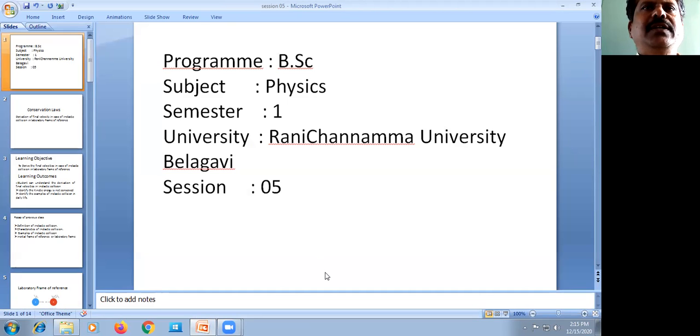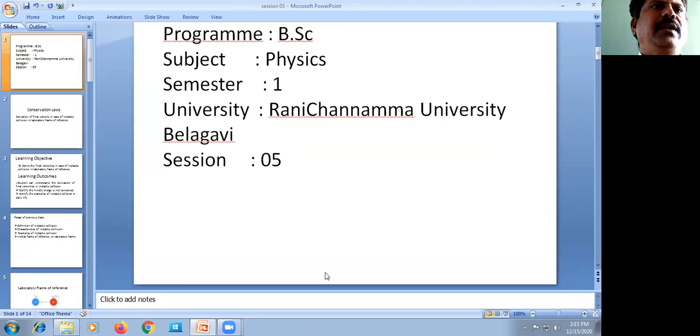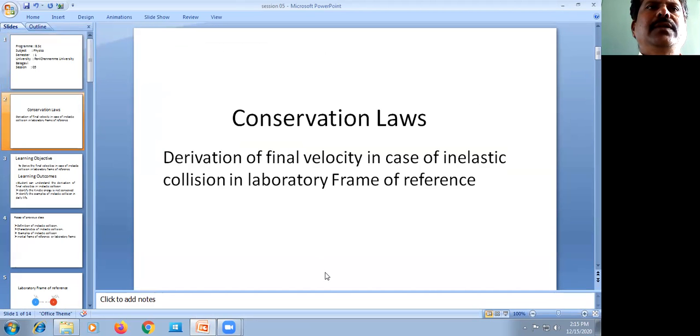So let us discuss another important concept in our chapters. Conservation law is direction of final velocities in case of inelastic collision in a laboratory frame of reference.